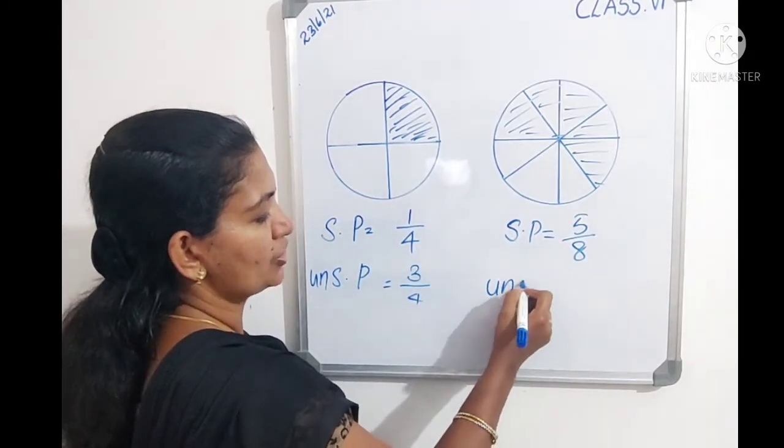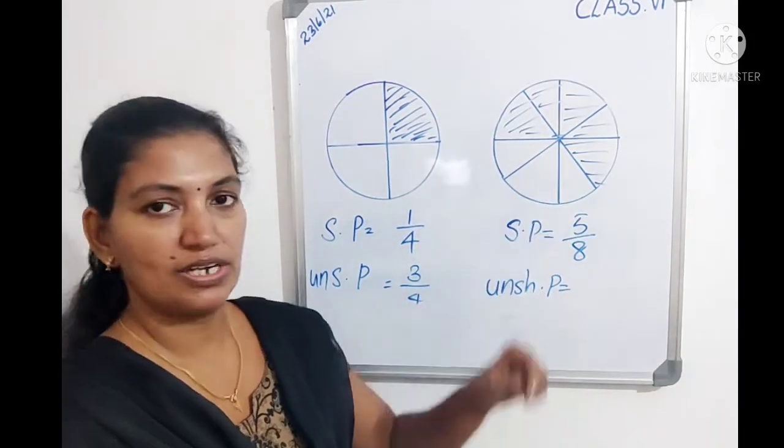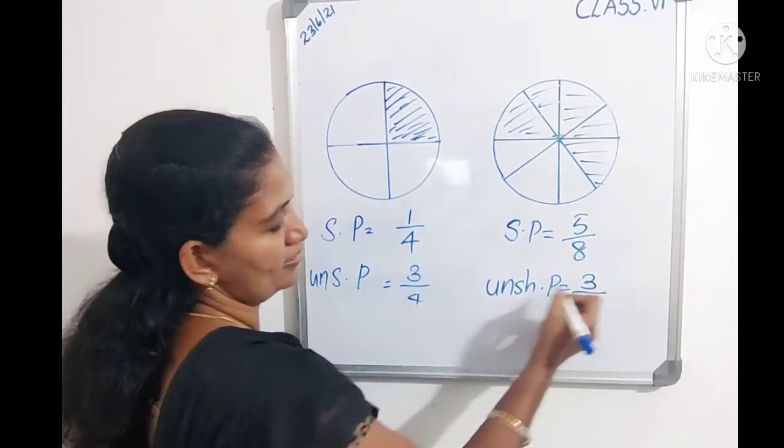Then, what is the fraction of unshaded part? Unshaded part, only 3 columns remaining. 3 parts remaining. So, unshaded part is 3 by 8.